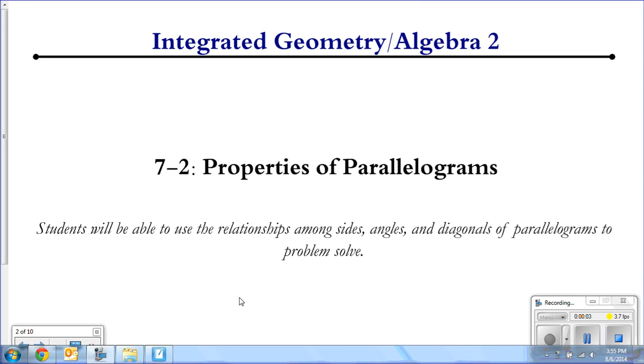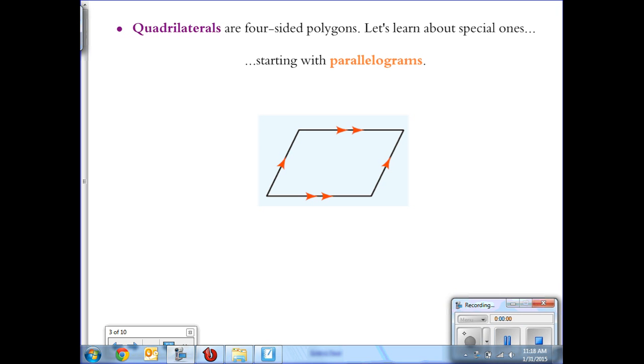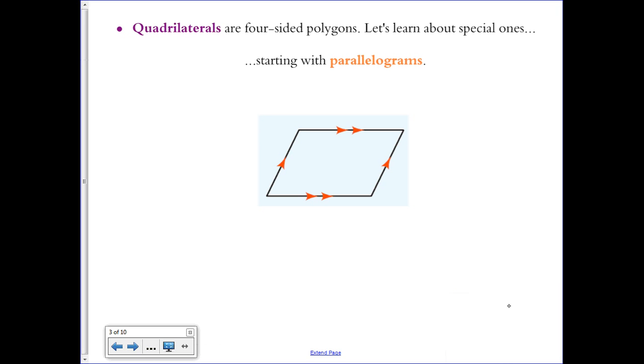This video is about properties of parallelograms. So next in this chapter, we're going to talk more specifically about quadrilaterals, which are four-sided polygons. We're going to start by learning about the special quadrilateral called a parallelogram, which has two pairs of parallel sides. So that's what makes something a parallelogram, two pairs of parallel sides.